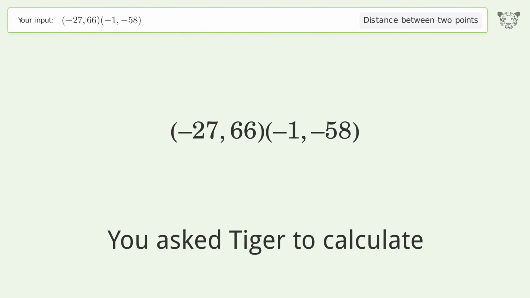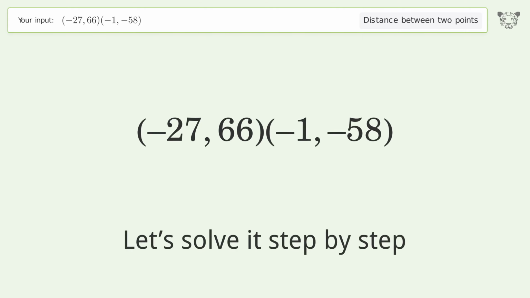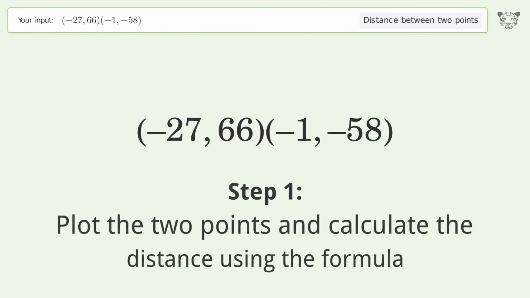You ask Tiger to calculate. This deals with the distance between 2 points. The distance between the 2 points is the square root of 16,052, or 126.696. Let's solve it step by step. Plot the 2 points and calculate the distance using the formula.